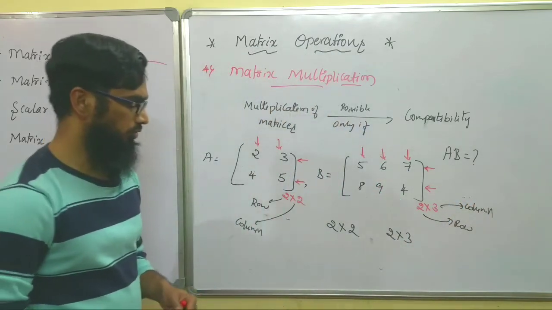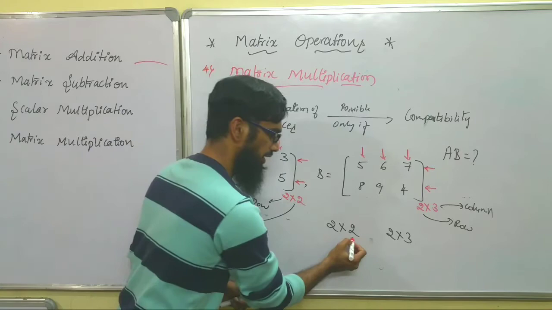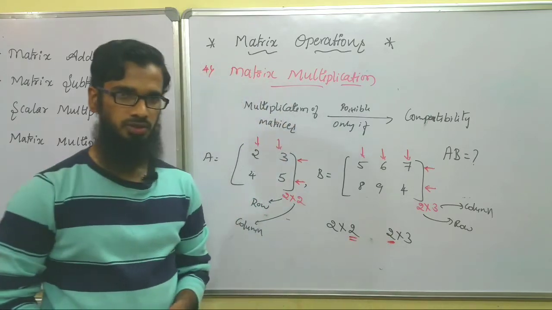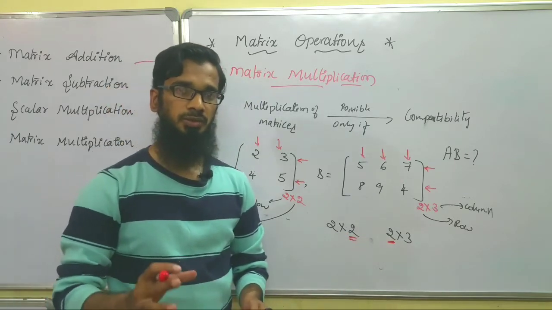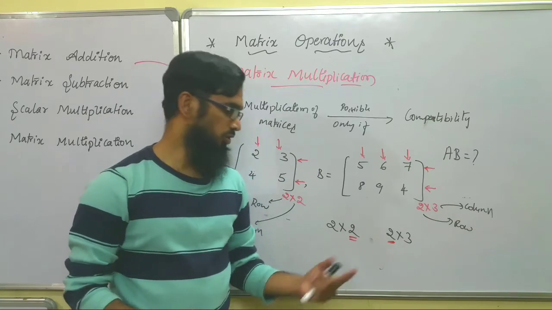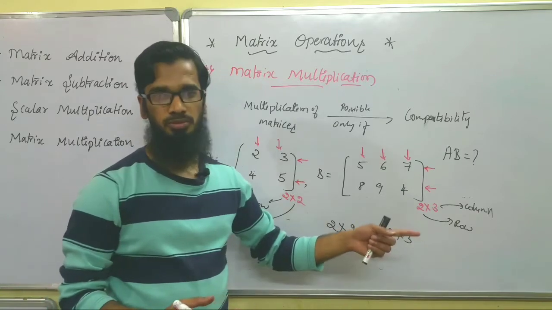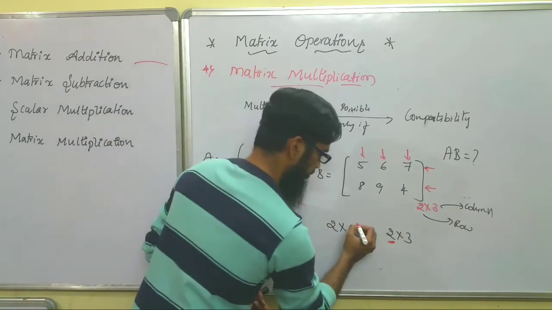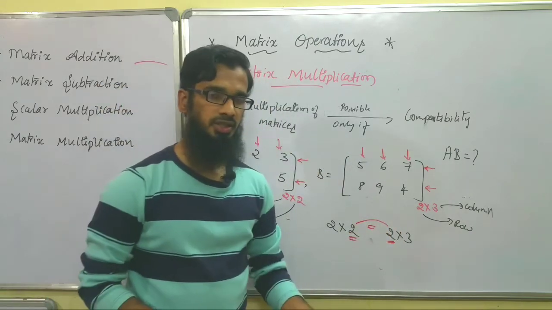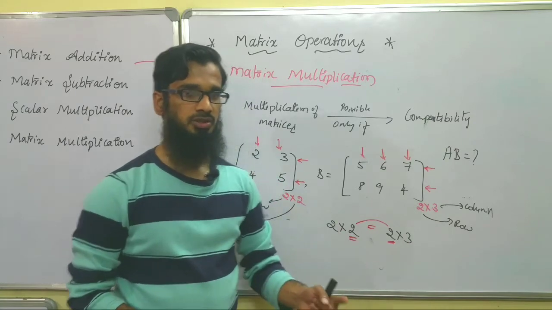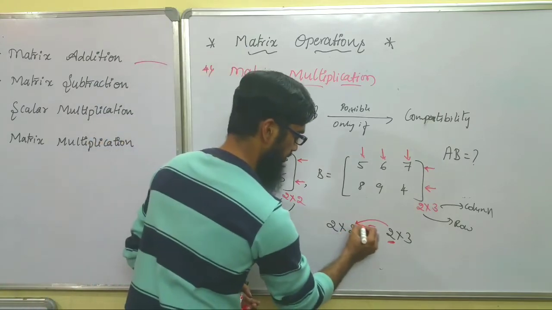Now when we are taking the orders of the matrices here, we have to compare the second and the third element. If it is equal, then only we can multiply the matrices. If it is the same, means matrix A is compatible with matrix B, both the matrices are compatible. So these two must be the same, that is the second and the third element. If it is the same, then it is said to be compatible for matrix multiplication. These two should be the same.